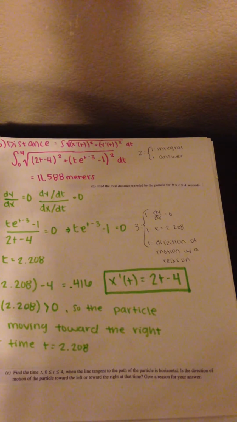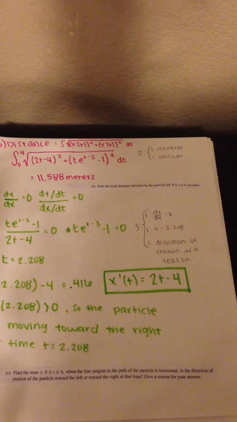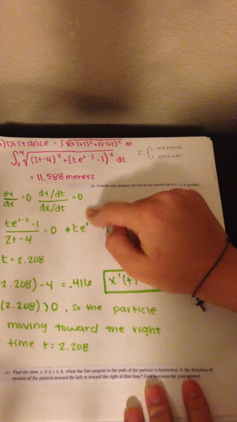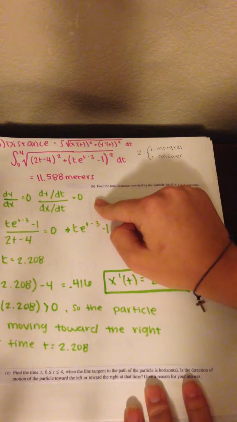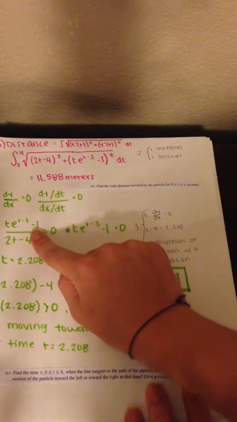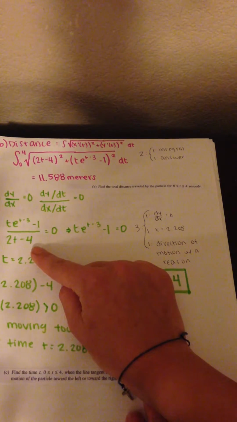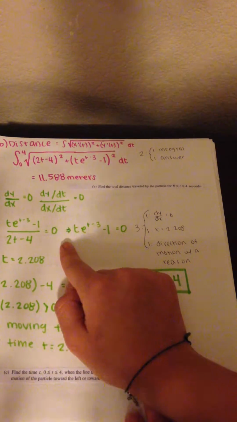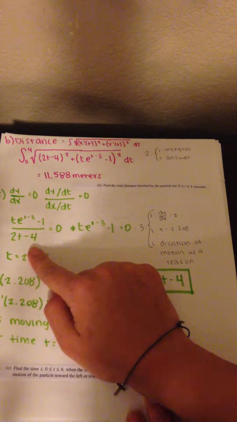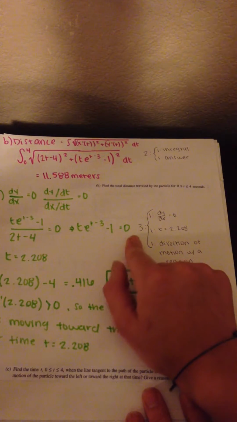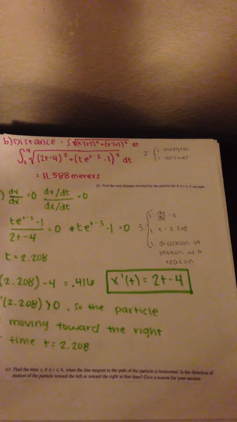So we want to find the slope, which is dy dx, and we want to set it equal to 0. To find dy dx, we know dy dt over dx dt and set it equal to 0. We know dy dt is t e to the t minus 3 minus 1 over dx dt, which is 2t minus 4, and set it equal to 0. If you multiply both sides by 2t minus 4, you're going to get t e to the t minus 3 minus 1 equals 0.